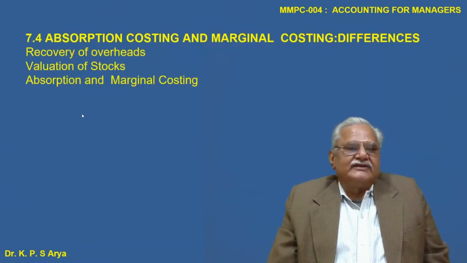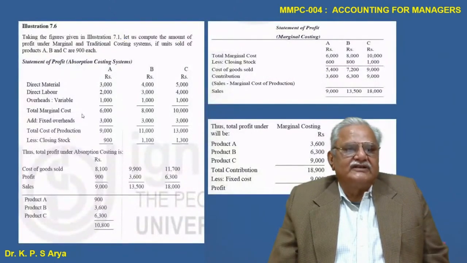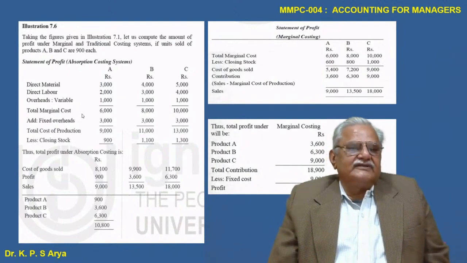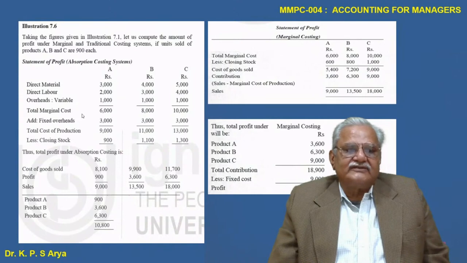Absorption costing differences: recovery of overheads, valuation of stocks and absorption of marginal costing. Now, taking the figure given, let us compute the amount of profit under the marginal and traditional costing systems if units sold of products A, B and C are 900 each. Now, the marginal cost of product A is 6,000, B 8,000 and C 10,000. Fixed overheads are 3,000 for each.